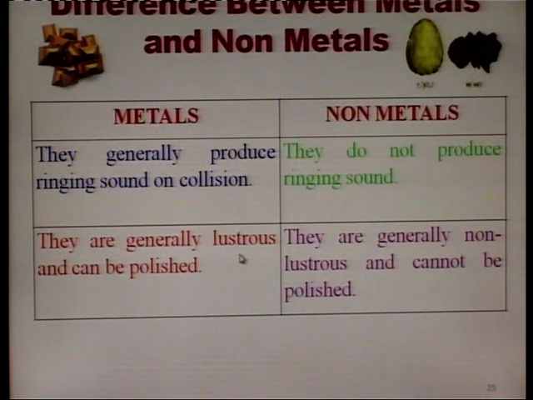Metals are lustrous and can be polished. Non-metals are non-lustrous and can't be polished.